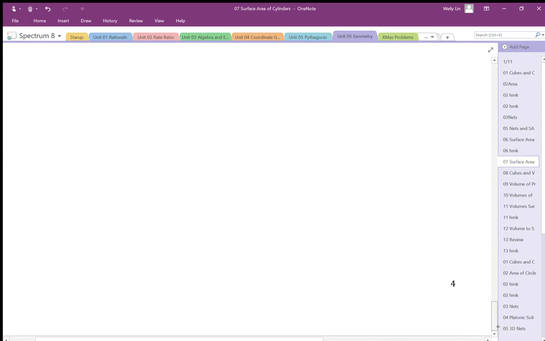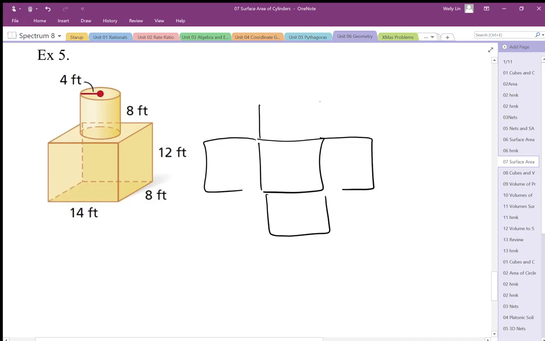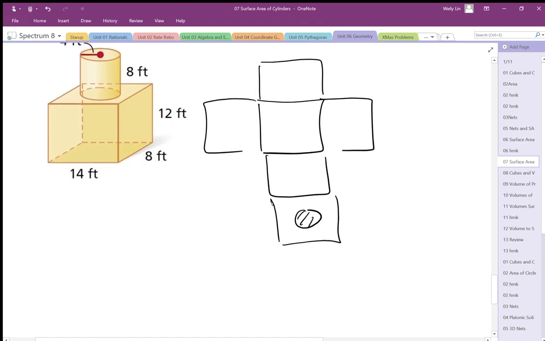So this is the last shape here. I want to calculate the surface area. I basically have a rectangular box plus the cylinder with a little top on it, and I have to make sure that I cut out the circle here. So if I draw the net of this, it looks like this. There's the bottom, sides, front, back. I'm going to put the top over here. And the top has a hole in it here like that.